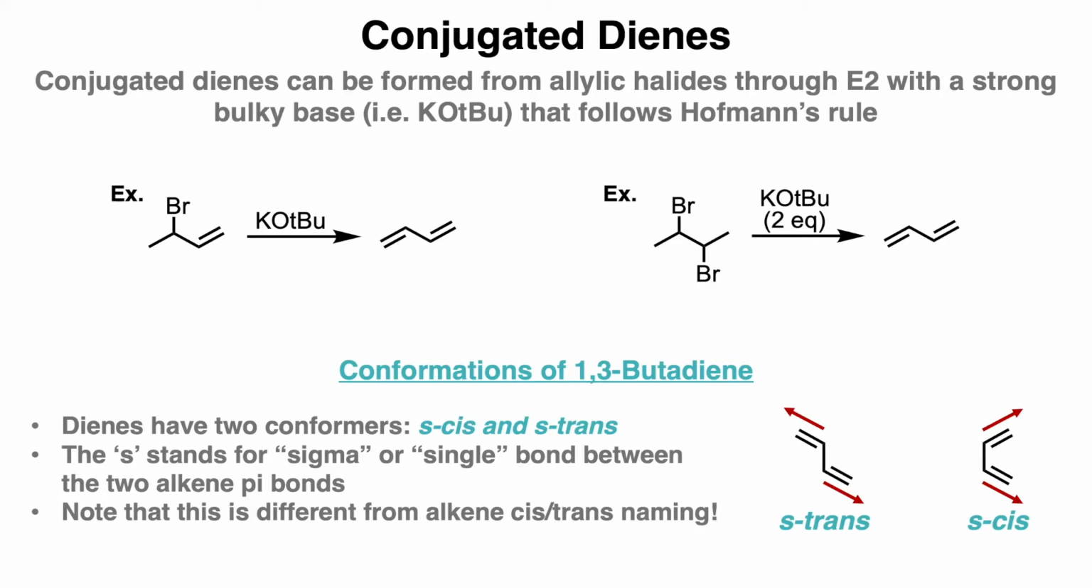In an s-trans diene, the 2 pi bonds are pointing in opposite directions. In an s-cis diene, the 2 pi bonds are pointing in the same direction.